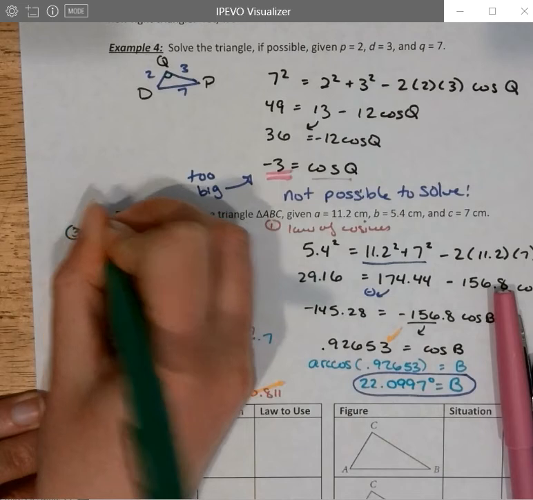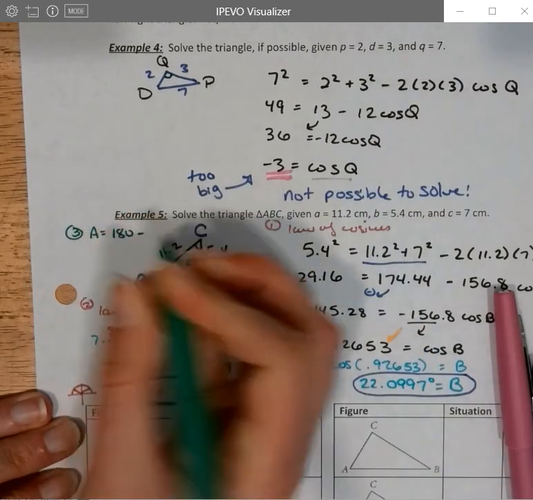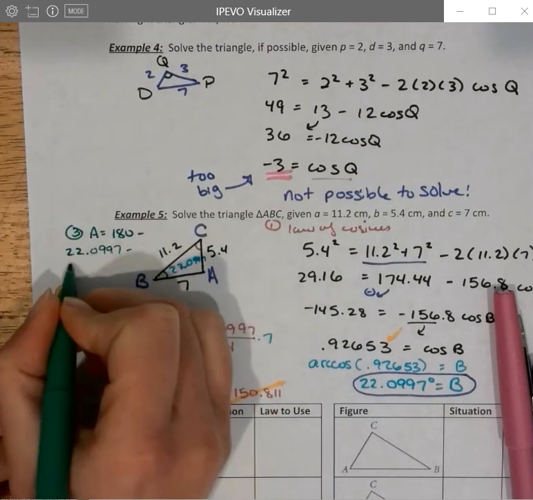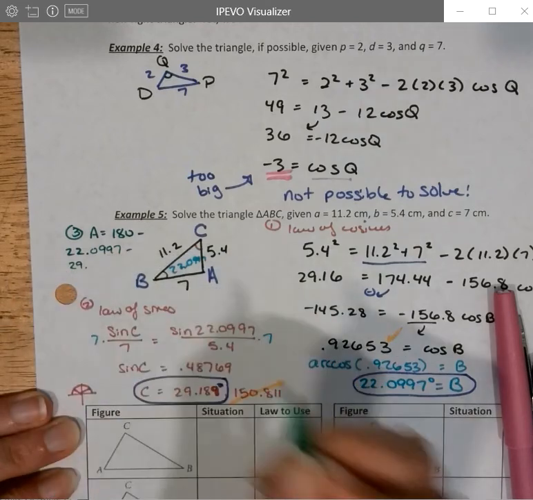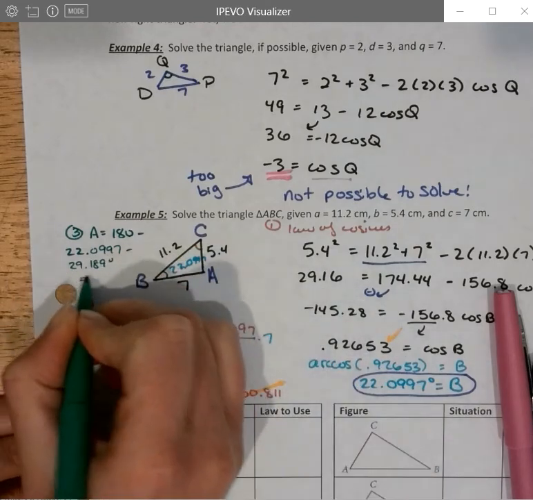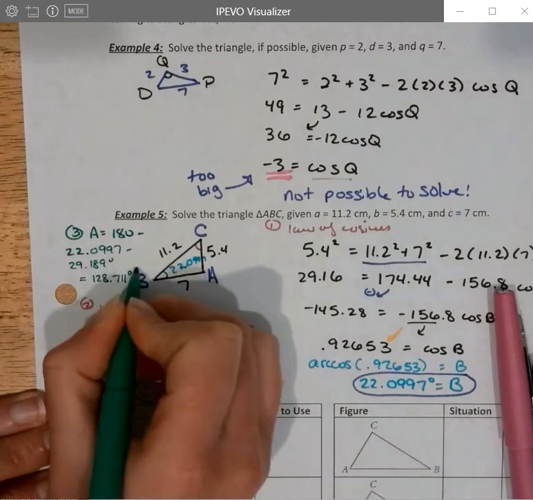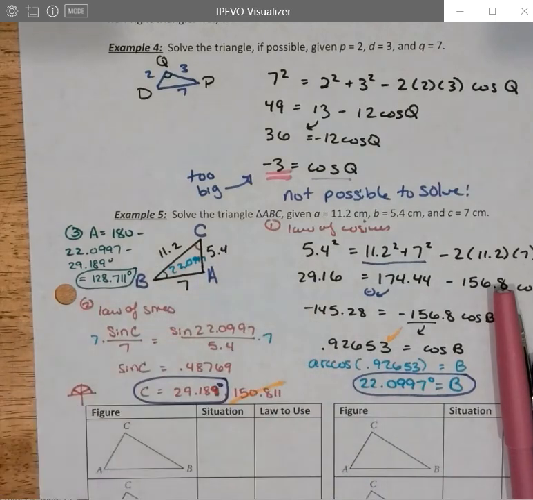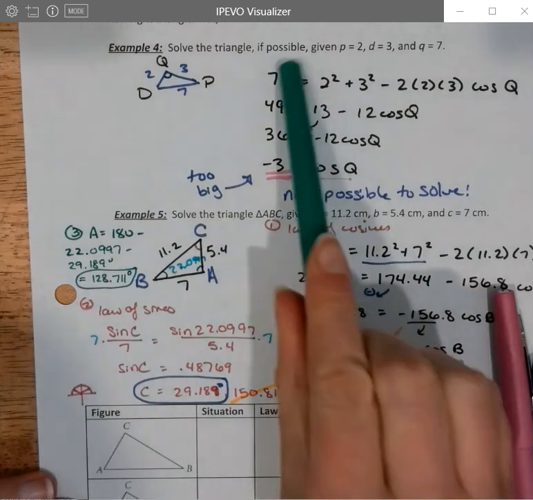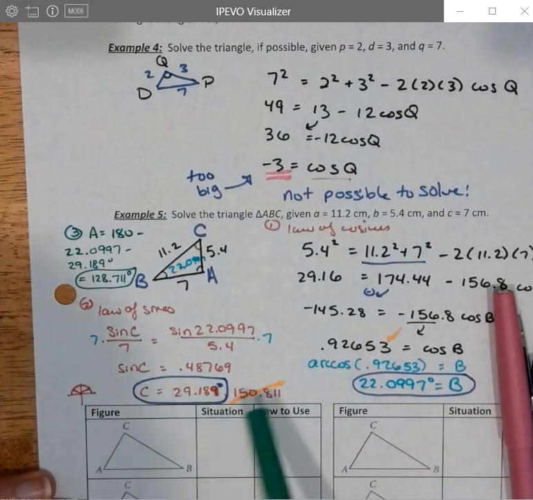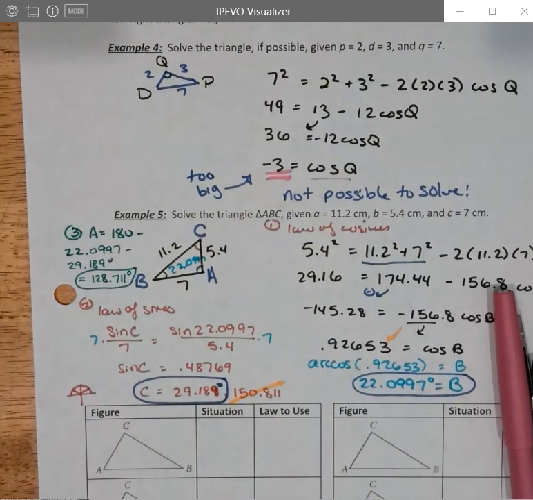So our angle A comes out as, so 180 minus 22.0997 minus the 29.189 equals 128.711 for our angle. And that is the last thing that we needed to find. And so now we have angle A, B, and C. Okay, and they all worked. All right, cool. So sometimes if I just know sides, it's not possible to solve it. Sometimes it is possible to solve it. I did get 2 values for this one. One of them did not make sense, and so I ended up with one possible solution to this triangle.